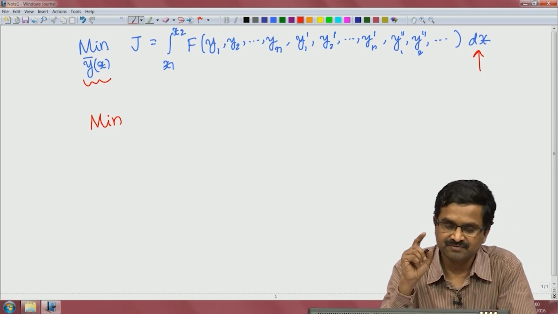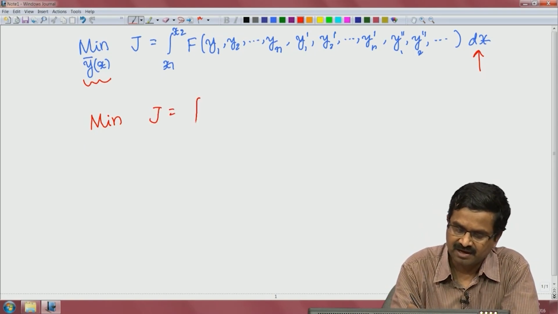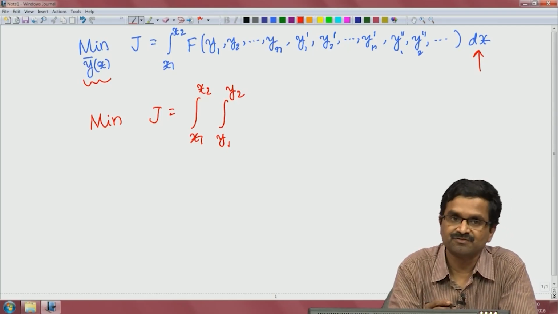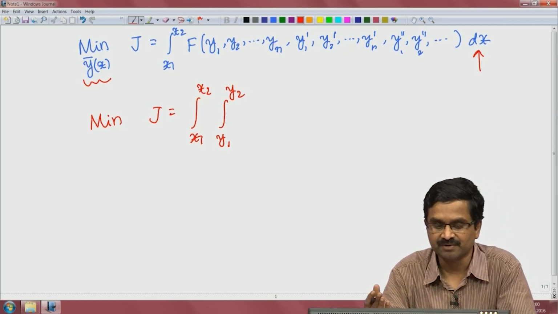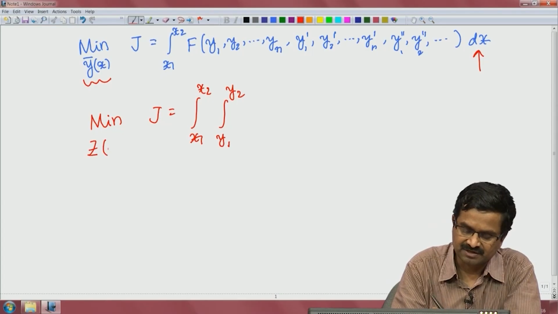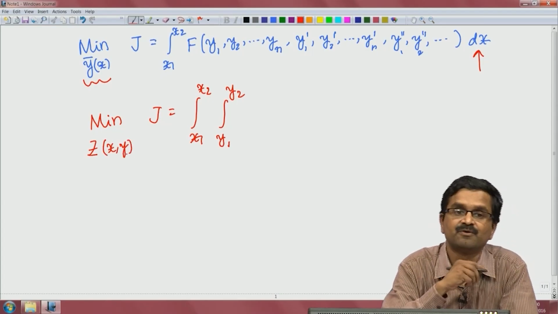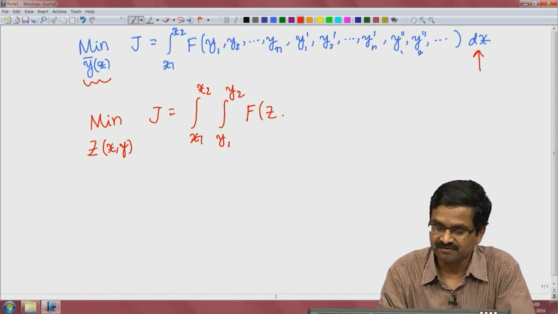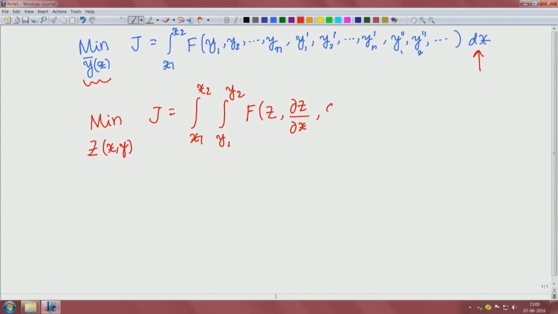So far it is only x that is the variable. Now our functional will have x1, x2, we will make y our independent variable. Instead of making y a function of x, we will make y an independent variable and make z a function of x and y. It is a 2D problem now. And our integrand then will be a function of z and its first derivatives. When I say first derivative now, there are two first derivatives which are partial, dou z by dou x and dou z by dou y, and then we write dx dy.